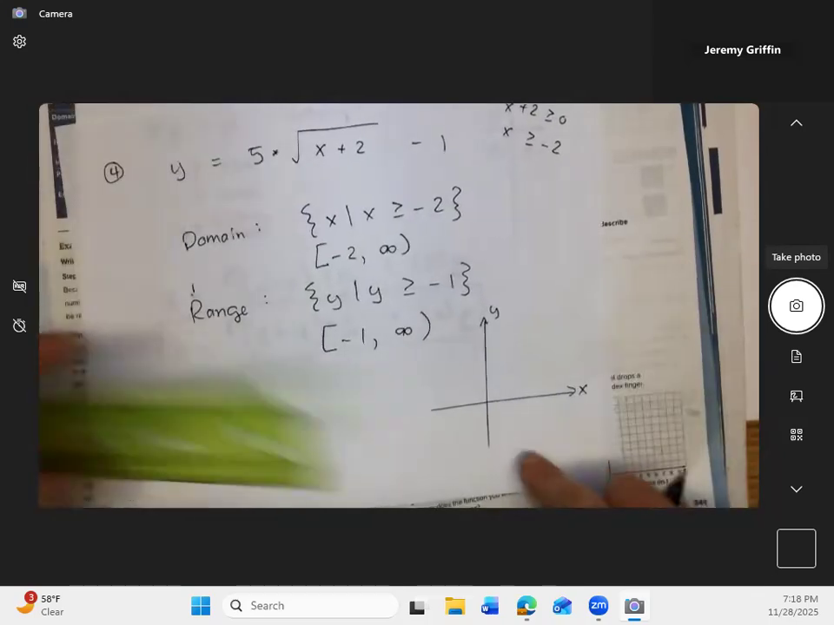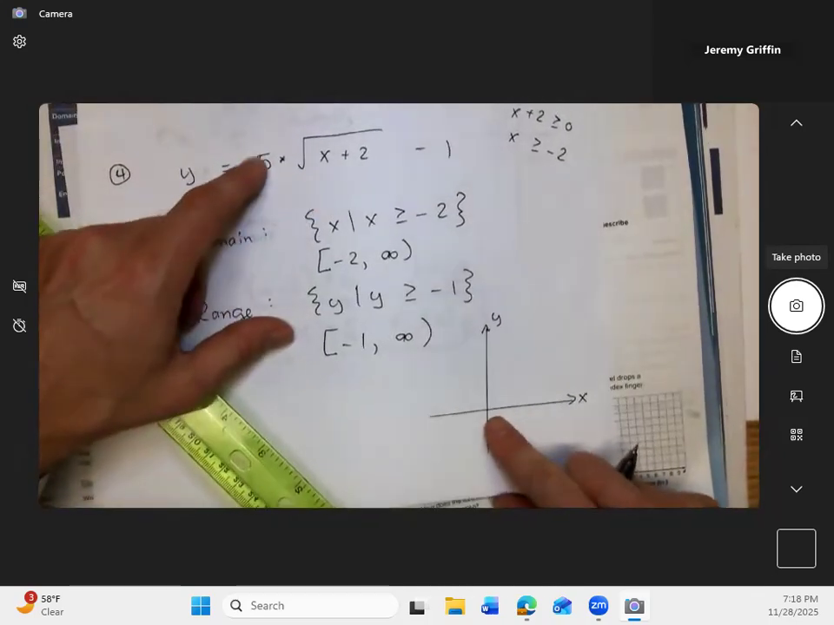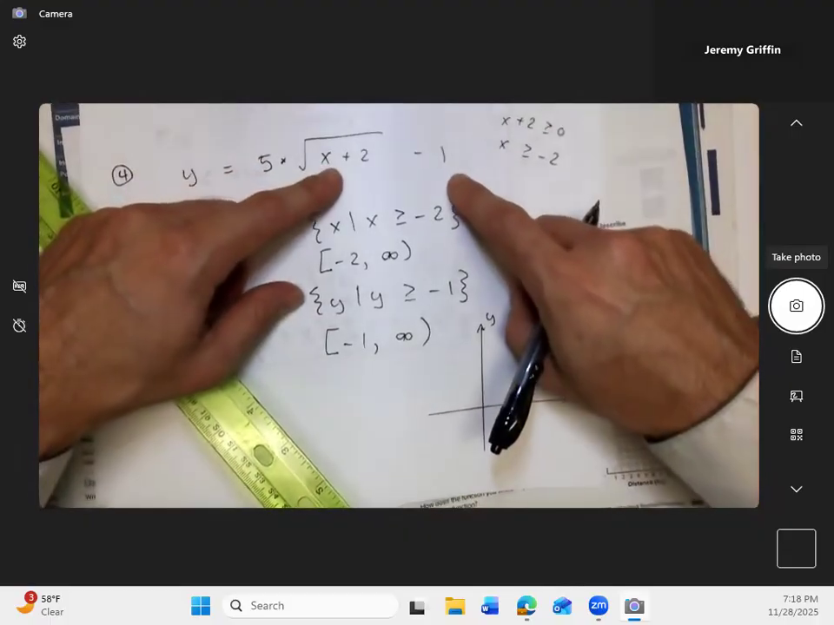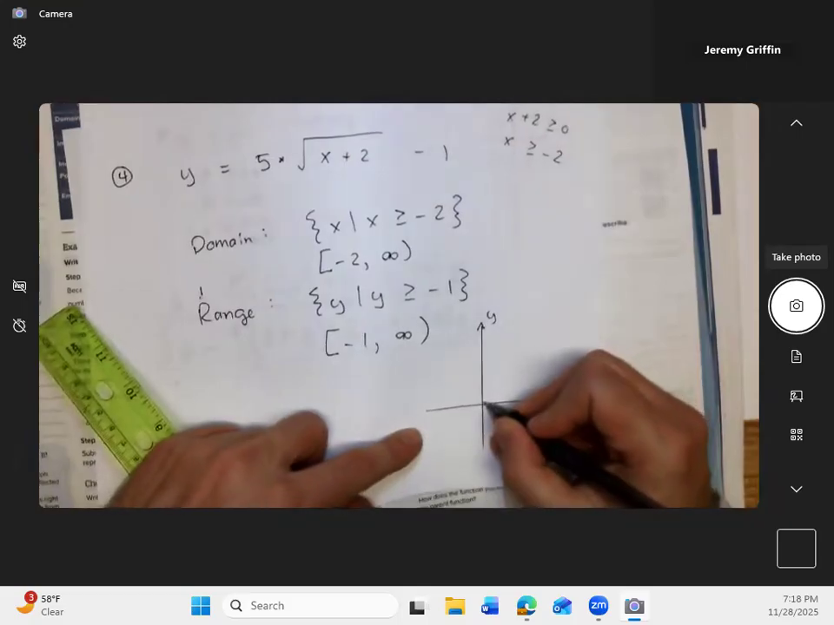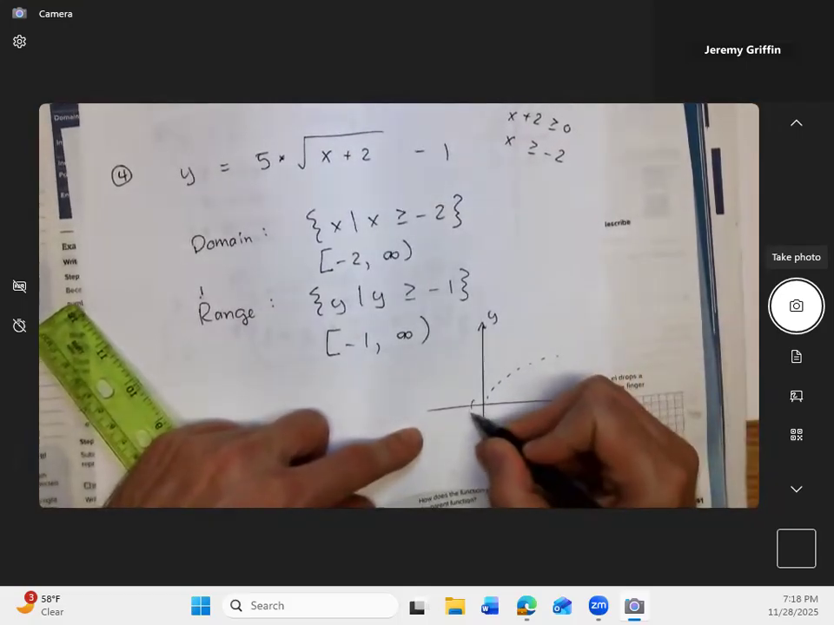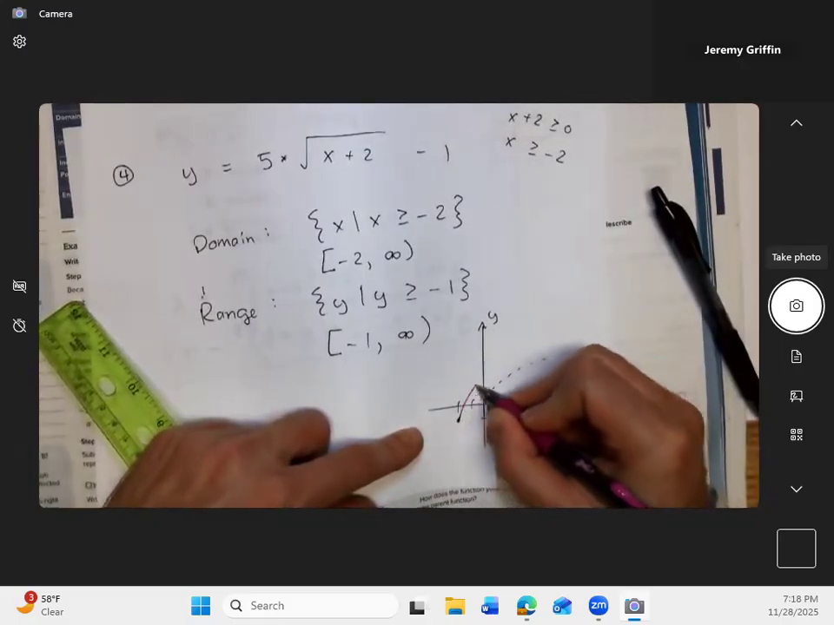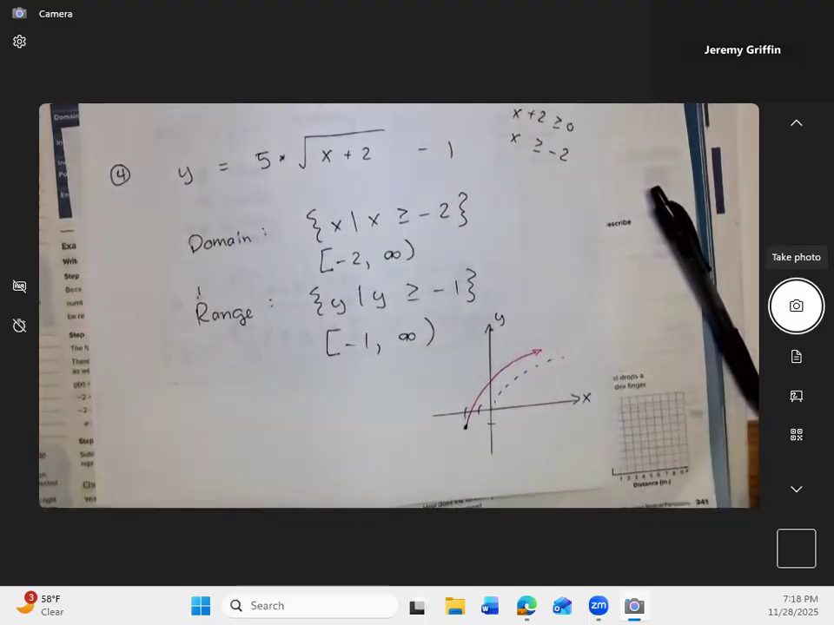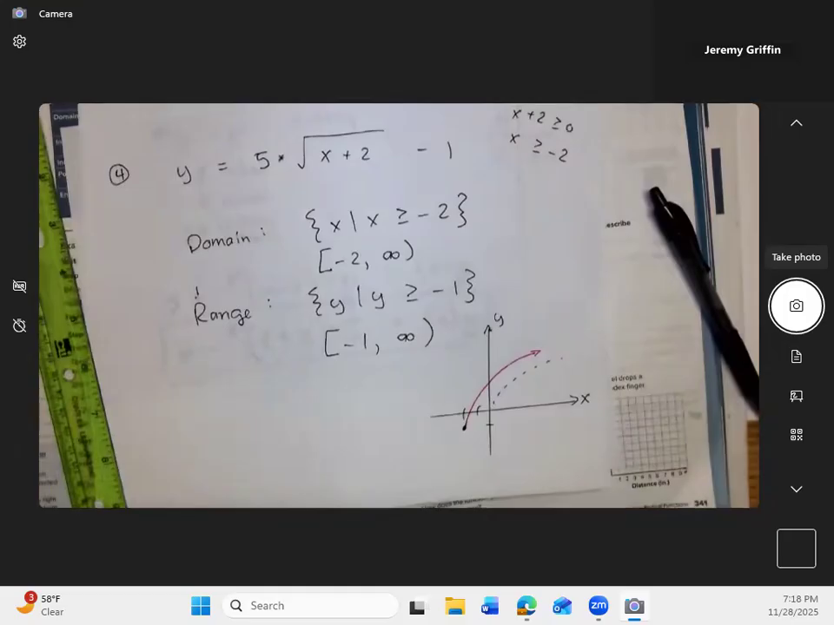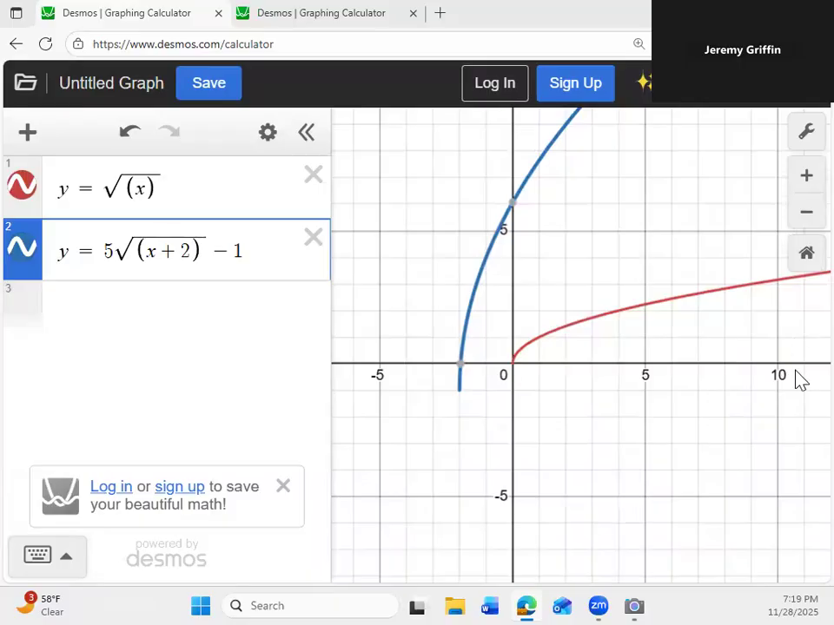From the parent function, yes, there's a vertical stretch, but most importantly for domain and range, it went left 2, down 1. So the parent function did something kind of like this. You go left 2, down 1. Now here's the origin point of this actual function. It's still going to go up and to the right. So let's see what Desmos has to say about that. Yeah, that's exactly it. From this point right here, for the domain you're allowed to go to -2 and anything to the right, and for the range you're allowed to start at -1 and go anything above that. That's the point at -1 right there. That is it.